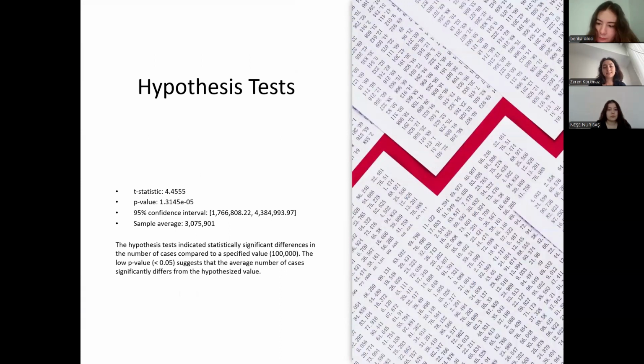With hypothesis testing, we test whether the average number of cases differs from a certain value. This test helps us determine whether COVID-19 case numbers showed statistically significant differences. For example, we tested whether the average number of cases differed from 100,000.